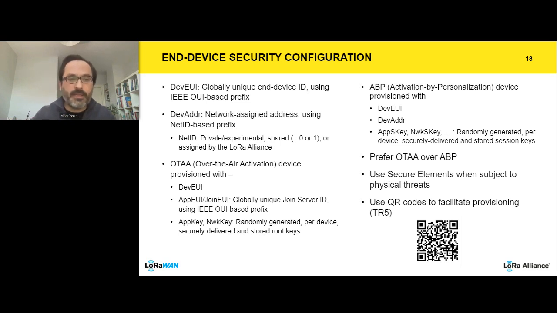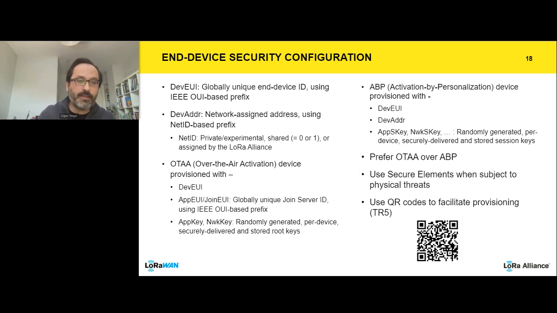And again, about the over-the-air activation devices and the activation by personalization devices, the OTA devices shall have a DevEUI, and they should also have a JoinEUI. In the older versions of our specifications, you would see the AppEUI term used, which later we have replaced with JoinEUI. And this is the identifier of the join server, which is the entity that holds a copy of the symmetric key used for authenticating the end device. And again, inside that JoinEUI, the prefix part is based on an IEEE OUI, which is an assigned value by IEEE. And once again, building devices or configuring devices with a random JoinEUI would cause these devices not to join ever. So that's another place to pay attention.